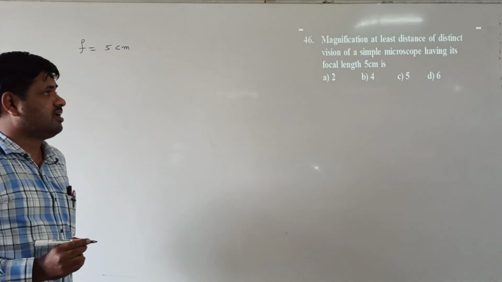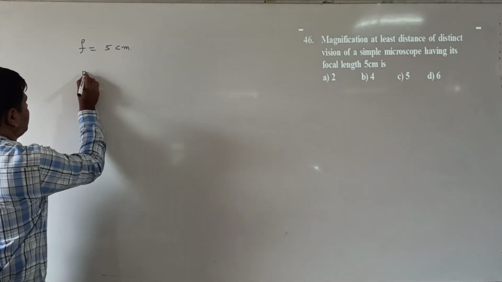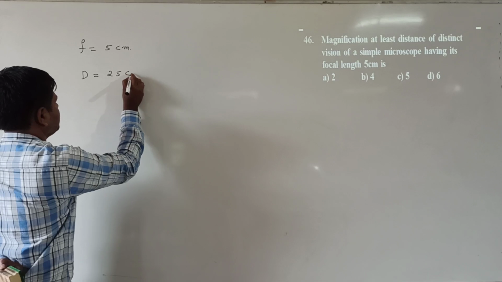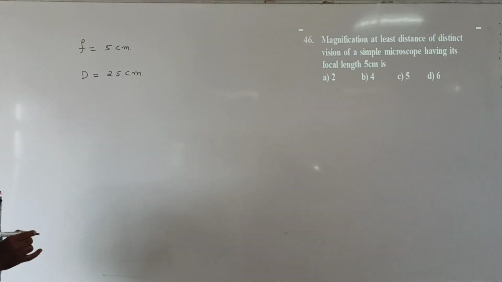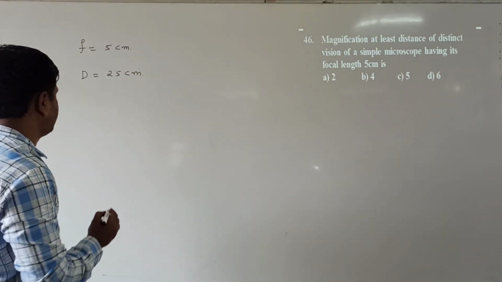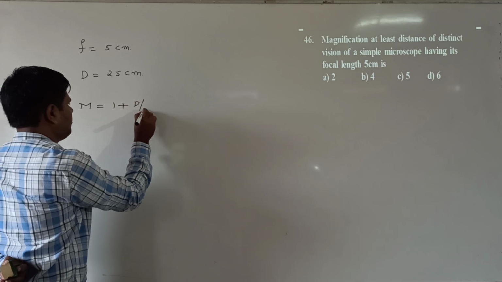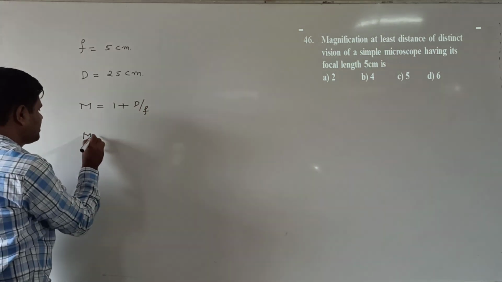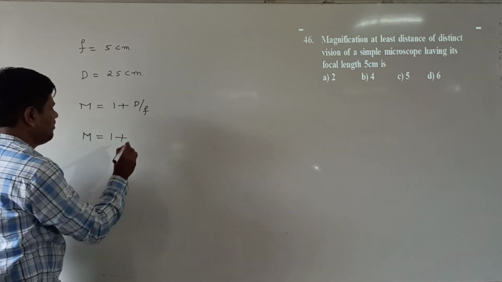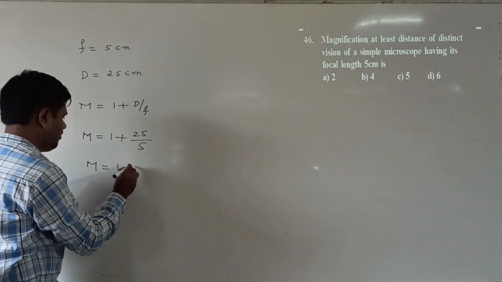Now, magnification at the least distance of distinct vision. The least distance of distinct vision means that the d value is equal to how many centimeters here? 25 centimeters. The magnification formula: m is equal to 1 plus d by f. So m is equal to 1 plus 25 by the focal length, 5.